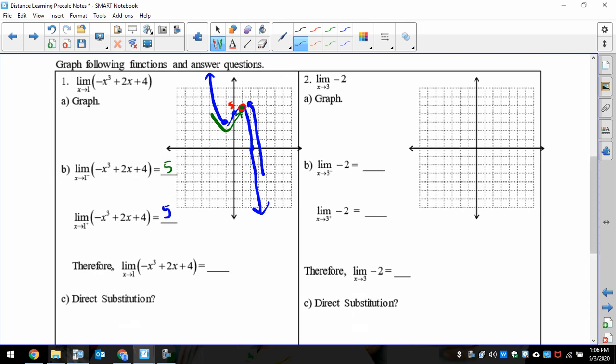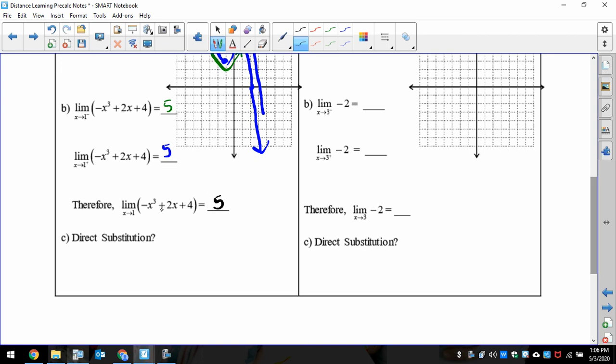And then here it says, therefore, since the left-hand limit equals the right-hand limit, we can say this limit is 5. Can you do direct substitution? The answer is yes. If I were to just plug in 1 into this function, you'll see that you also get 5.